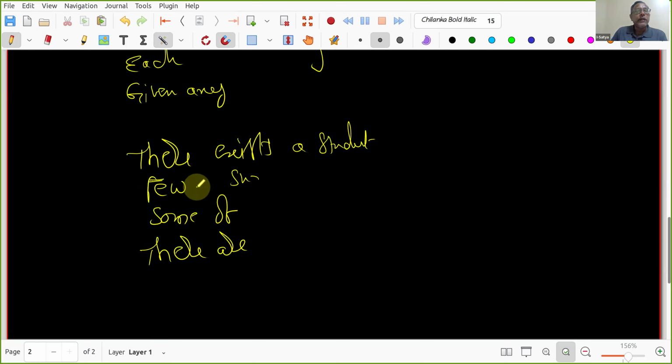Some statement is true, right? If there exists a student who is from, say, Delhi, few students are from Delhi. If this is true, then "few students are from Delhi" is also going to be true. If few students have something true, there exists a student, that is also true. All these are the same.